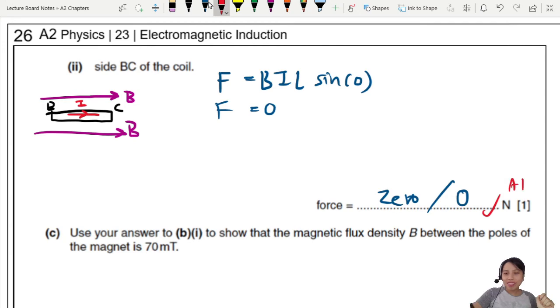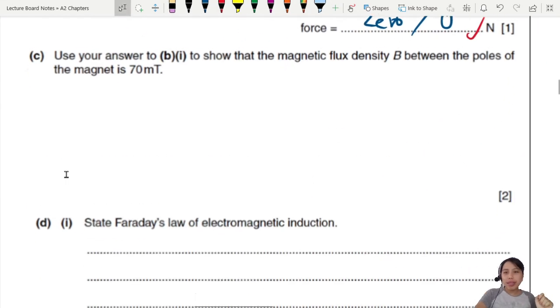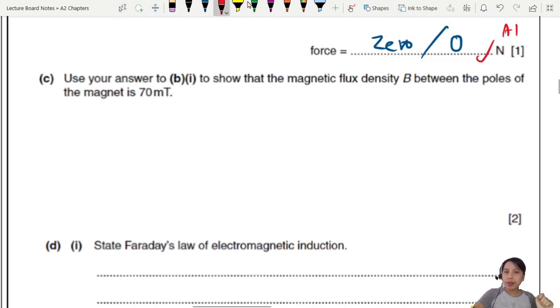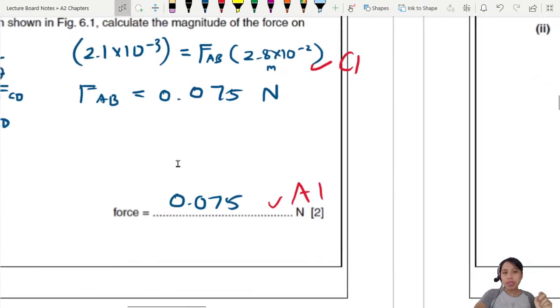Okay. Next. Use your answer in B1 to show that the magnetic flux density between the poles of the magnet is 70 millitesla. Remember just now we said we don't know the B, we cannot calculate. Now they ask us to find the B. But we need to use our answer. This is an important clue. Whenever you see these words, use the answer from the previous section. So B1, what is B?